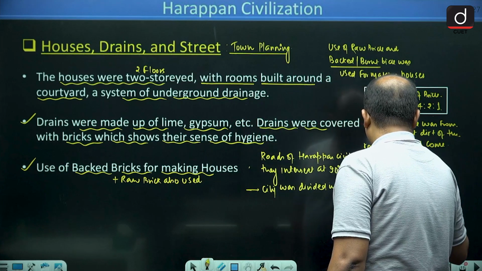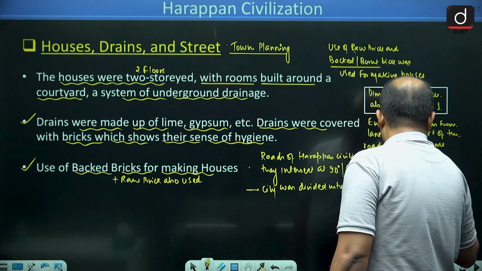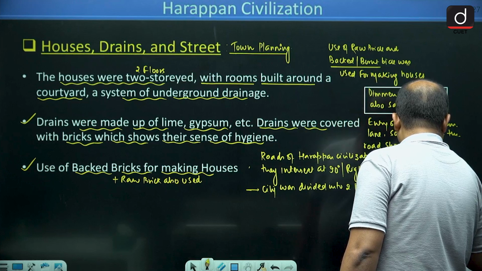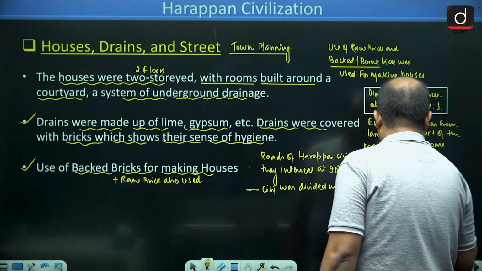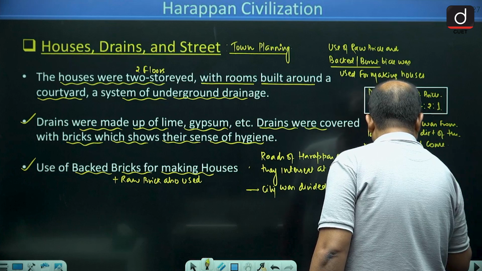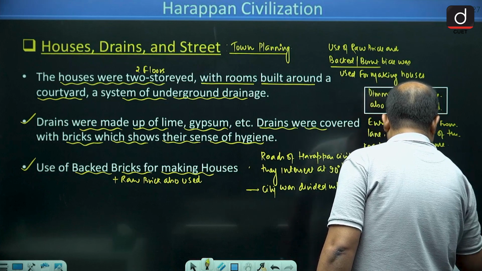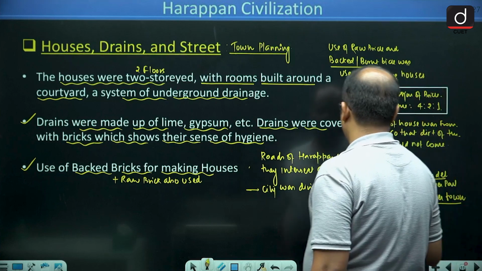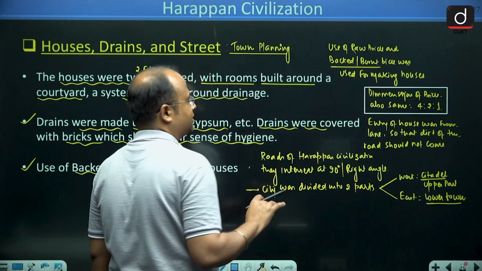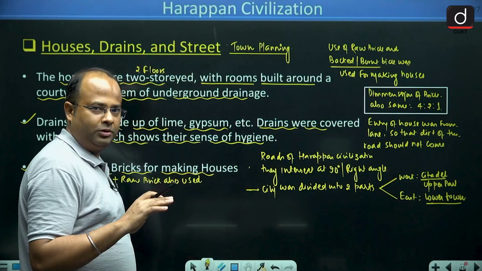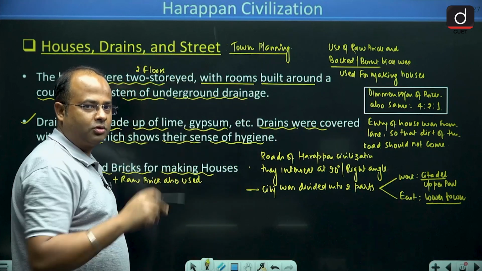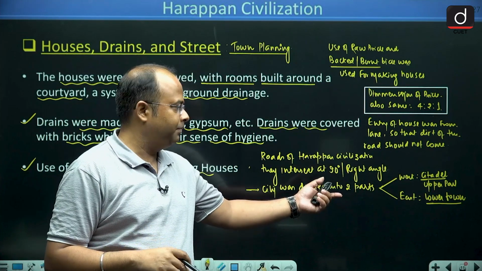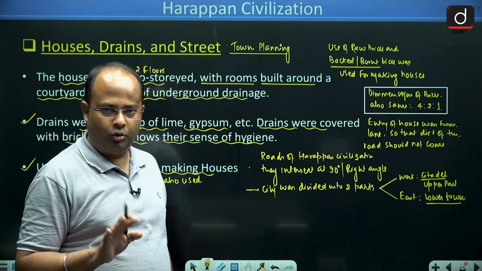The western part was called the citadel, which was the upper part, and the eastern part was called the lower town. So most cities of the Indus Valley Civilization were divided into these two parts. The western part, the citadel, was the upper part inhabited by the rich people, and the eastern part was called the lower town.